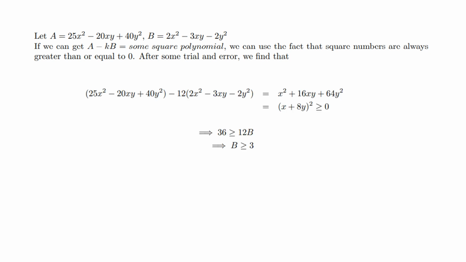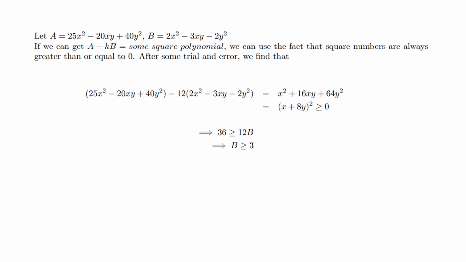And using a minus 12b, we can simplify to x plus 8y whole squared. And this is greater than or equal to 0. Hence, we get 36 minus 12b is greater than or equal to 0. And then we can find that b is greater than or equal to 3.